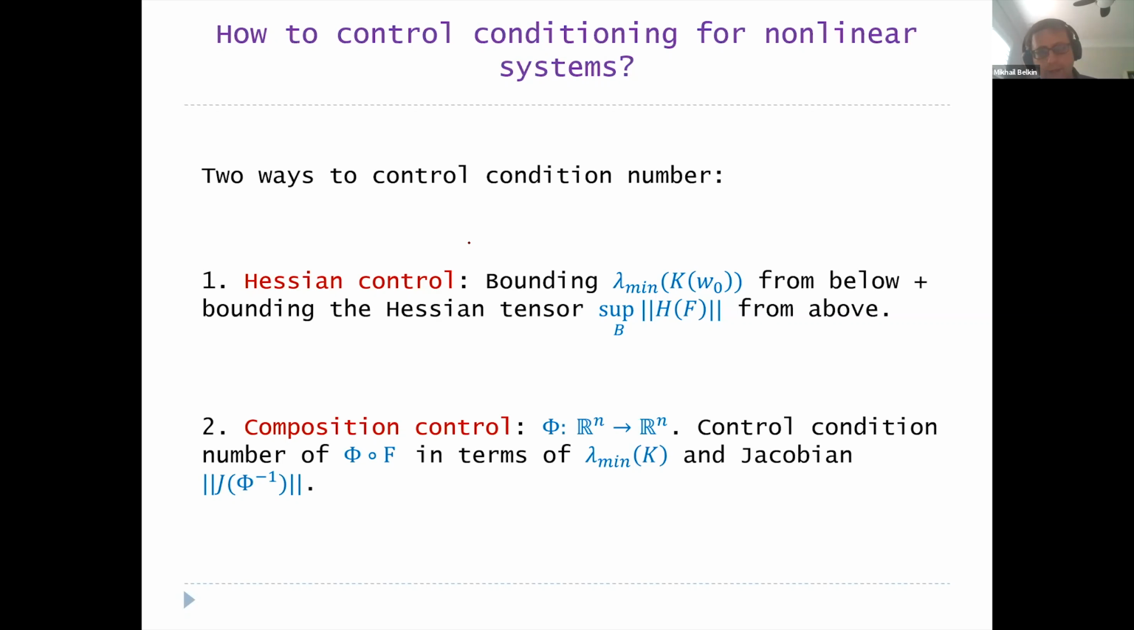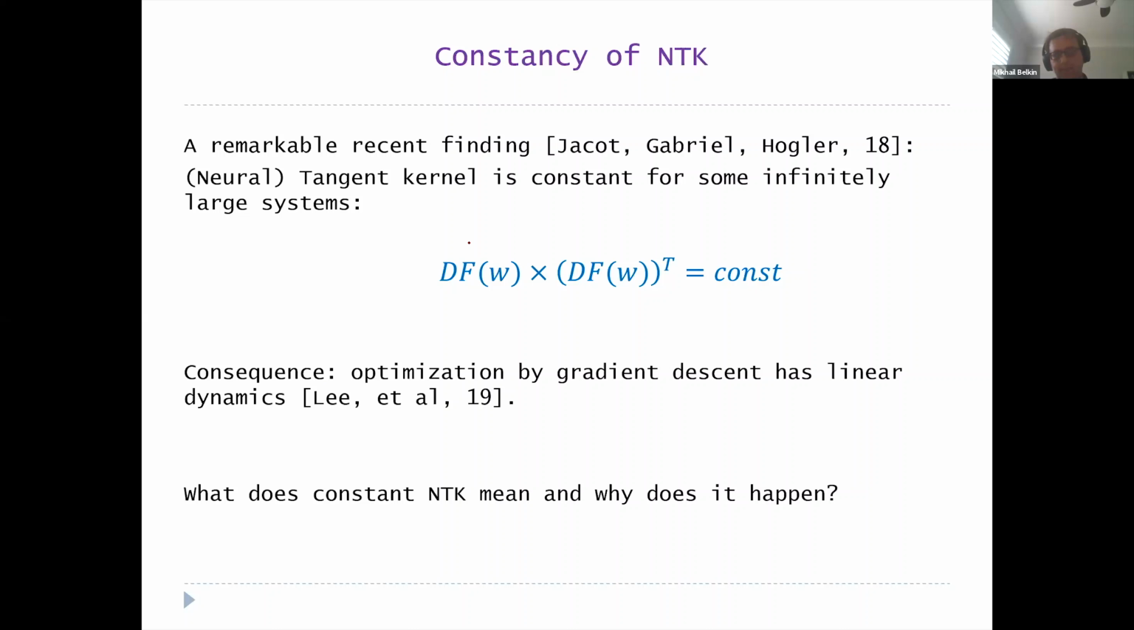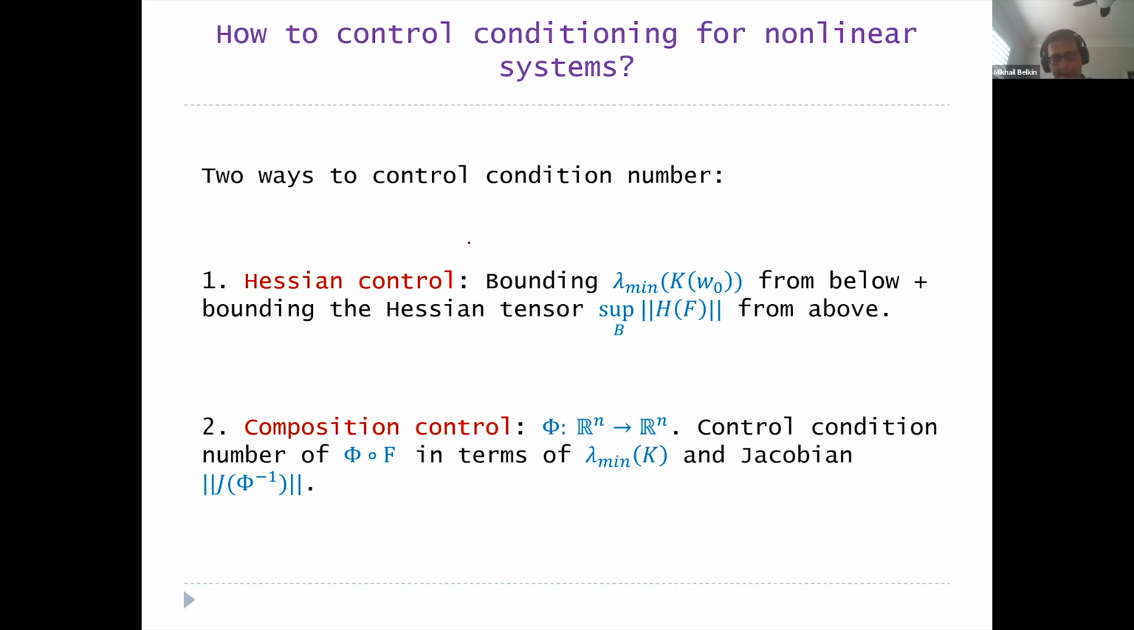There is another way to control, which is a composition control: if you have a system which is well conditioned and you do a transformation, which somehow has a non-degenerate Jacobian, then the resulting thing is also well conditioned. That's a very different way to control the thing, using this compositionality of conditions. And this actually gives me a nice segue into the constancy of NTK, because to use this Hessian control, it's nice to know something about the Hessian, and that relates closely to the constancy of NTK.